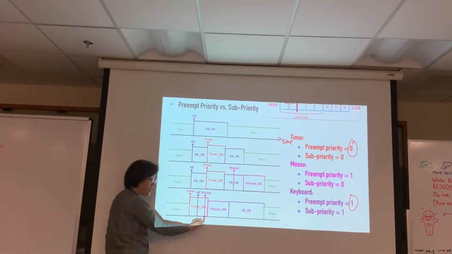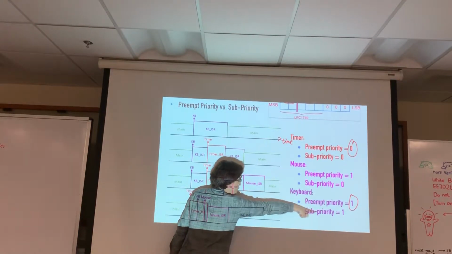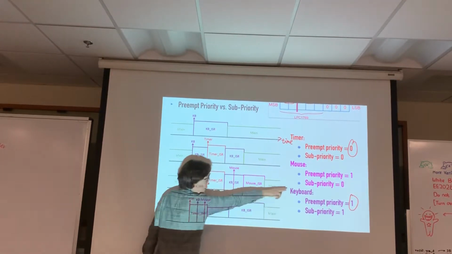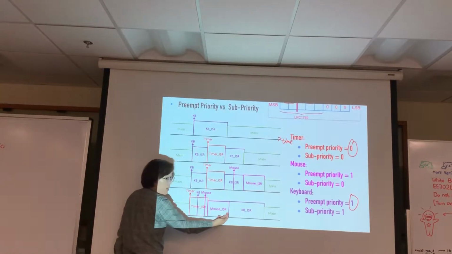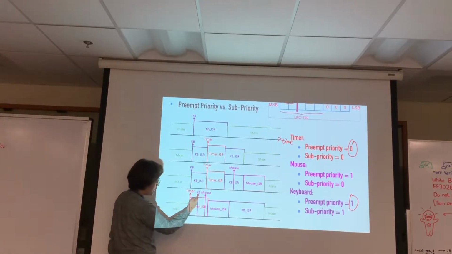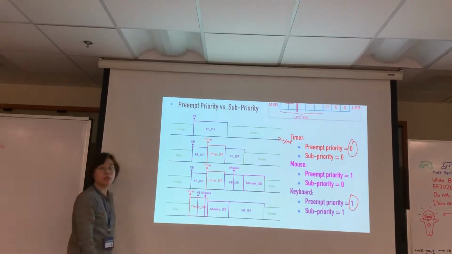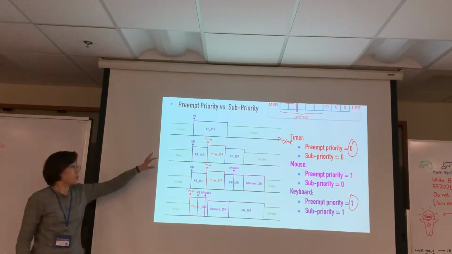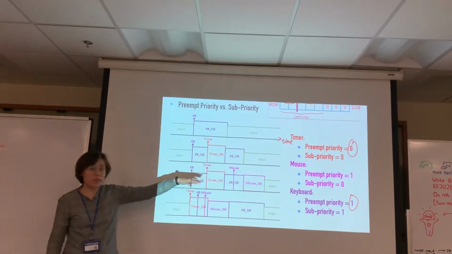Okay, although the trigger is later than this, you still run the mouse first because mouse is more important than your keyboard, if you look at the sub priority level. Okay, so mouse will run. Once mouse finishes, you will deal with this guy, this trigger. So you will run keyboard, then you go back to main. Okay, so look at this example, you understand what's the meaning of preamp, what's the meaning of sub priority.